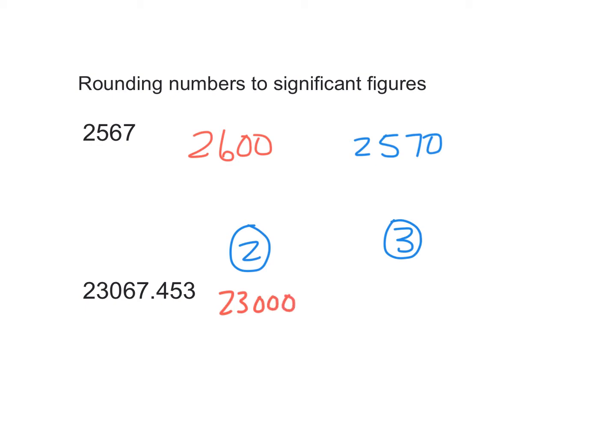If we look at the next number, we want it to 3 significant places, so that's 3 there, that's the third one. Is that greater than or equal to 5? Yes it is, so we add 1 to that, so it becomes 23,100.